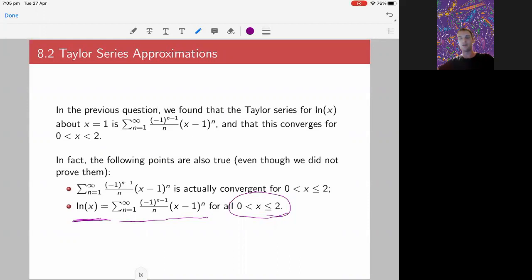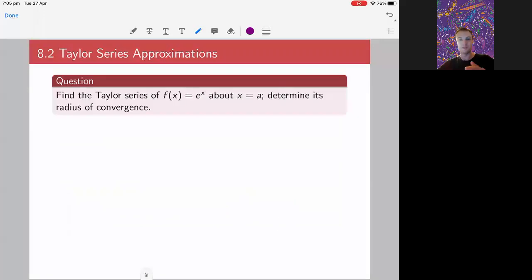We're now going to have a look at some other fairly well-known Taylor series and see if we can calculate the Taylor series for a bunch of well-known functions. Okay. The first of these, the Taylor series of f of x equals e to the x. Pick an arbitrary point a, and you need to calculate the radius of convergence about that particular point a.